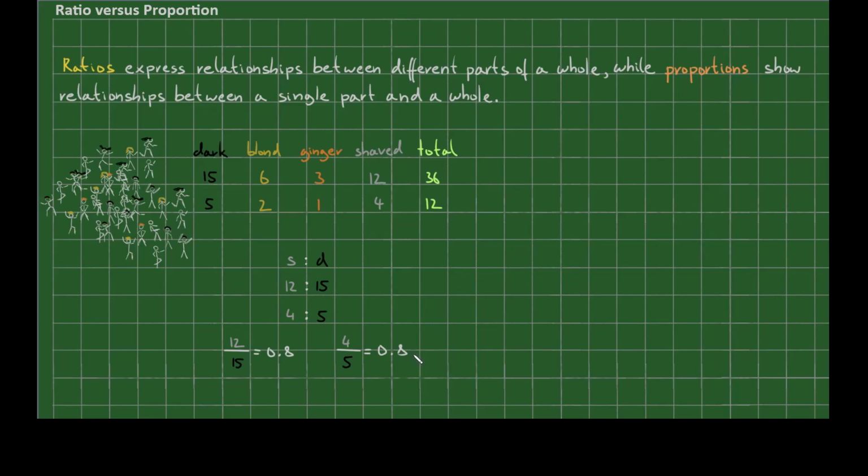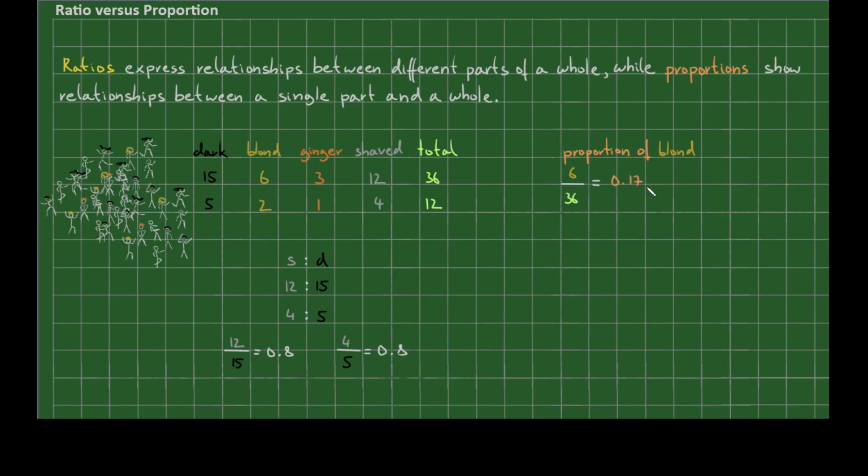Let's say I'm interested in the proportion of blonde people on the dance floor. Recall that when we calculate a proportion, we are comparing a part to the total. In this case, our part are blonde people, and there are 6 of them. The total happens to be 36. So to calculate the proportion, we will have 6 divided by 36. When I calculate this, I will end up with 0.17 when rounded to 2 decimal places.